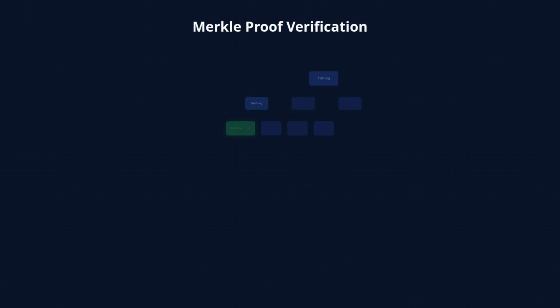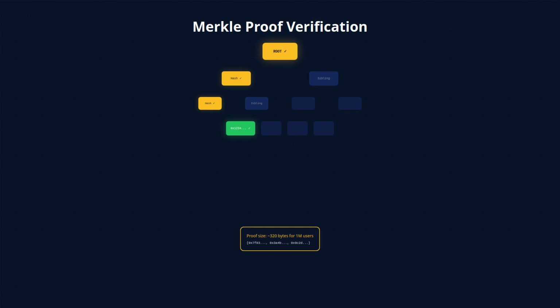Before purchasing, the investor's wallet generates a Merkle proof. This proof demonstrates that their address is included in the whitelist without revealing other addresses. The proof is submitted with the purchase transaction. The smart contract verifies the proof against the stored Merkle root, confirming compliance status instantly.